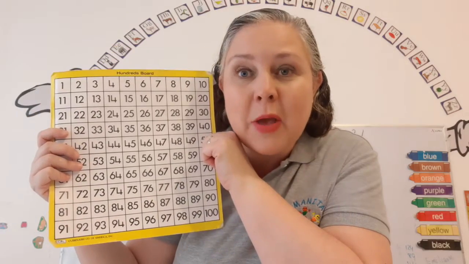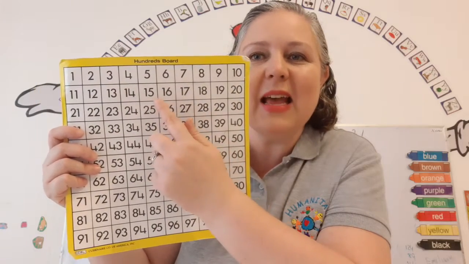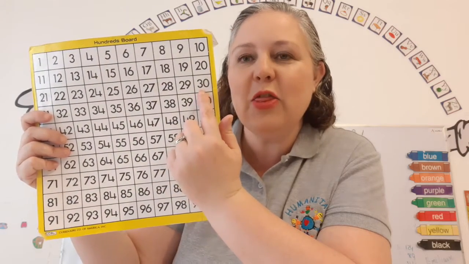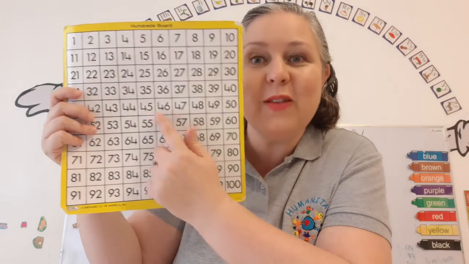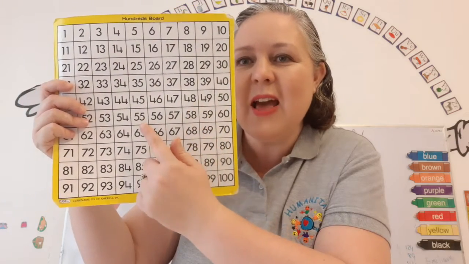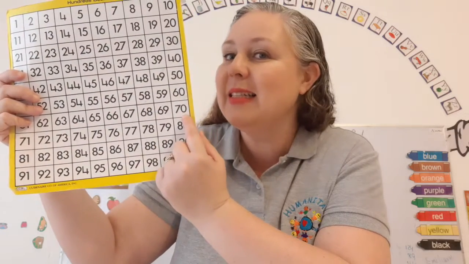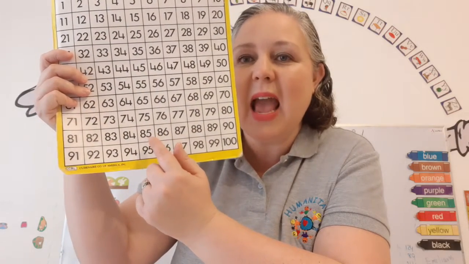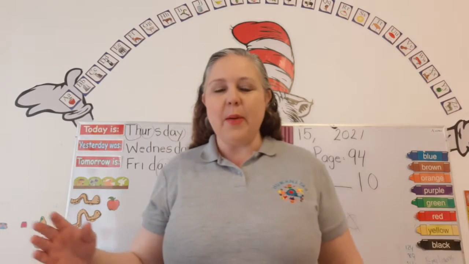Now let's count by fives. Can you count by fives with me? You can? Okay, let's do it. 5, 10, 15, 20, 25, 30, 35, 40, 45, 50, 55, 60, 65, 70, 75, 80, 85, 90, 95, 100. You guys are just amazing.